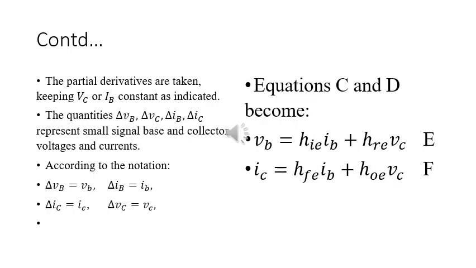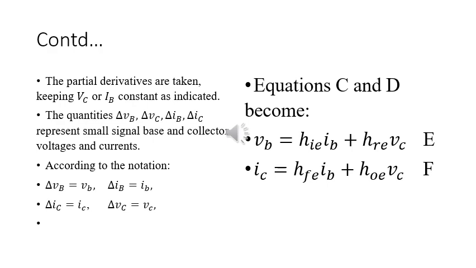Partial derivatives are taken keeping VC or IB constant as indicated. The quantities delta VB, delta VC, delta IB, delta IC represent small signal base and collector voltages and currents. According to the notation, delta V subscript capital B can now be represented as V subscript small b, and so can the remaining quantities. So equations C and D become Vb = hie Ib + hre Vc. This is equation E. And Ic becomes equal to hfe Ib + hoe Vc. This is equation F.